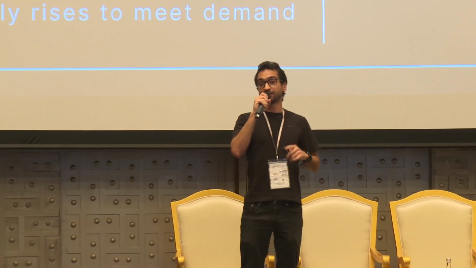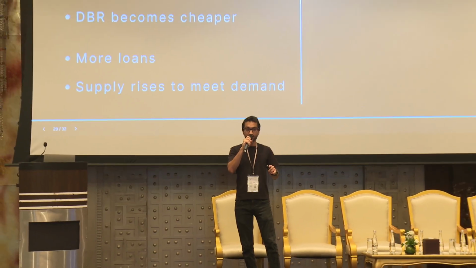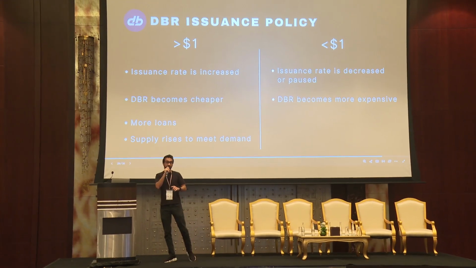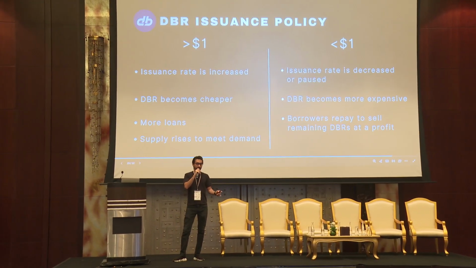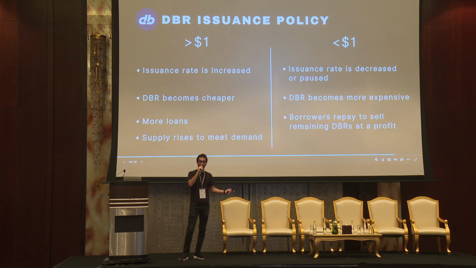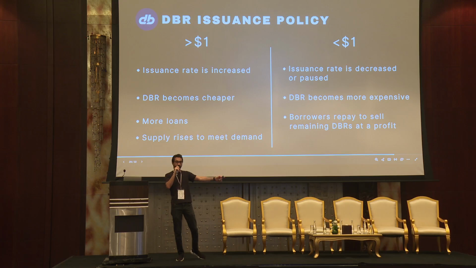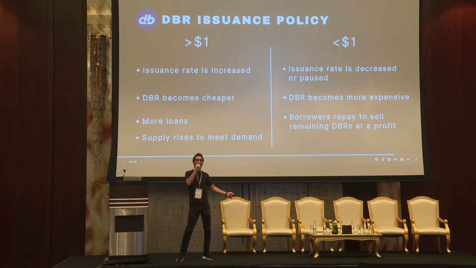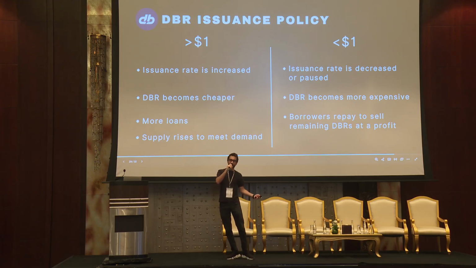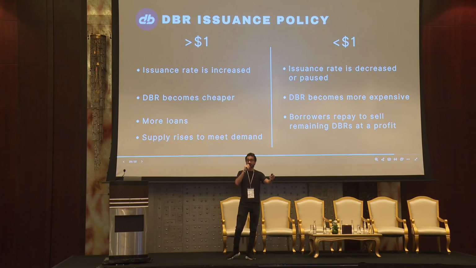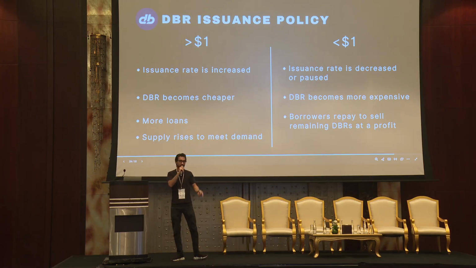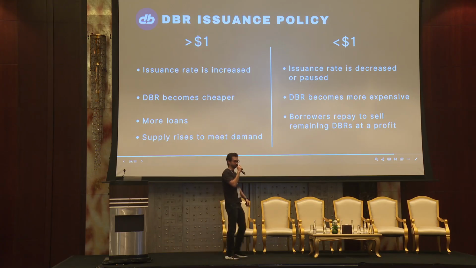The issuance rate of DBR is decreased or paused, causing a supply crunch. DBR then becomes more expensive. Borrowers then start repaying to sell the remaining DBRs that they have not yet used. Maybe they've had a loan for a year, and 6 months in they've used half of their DBRs, so now they can sell the other half because it's gone up in price, making a profit, technically making maybe a negative interest rate on that loan, which is really cool. So not only fixing the rate up to 6 months in, but also making money after.